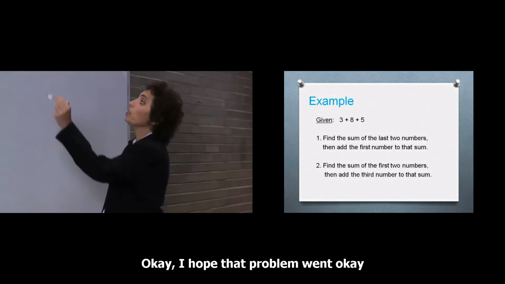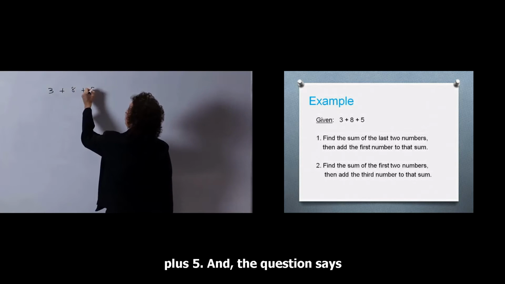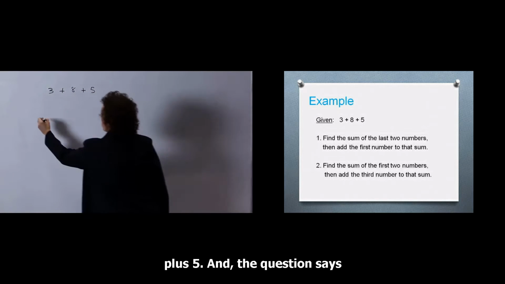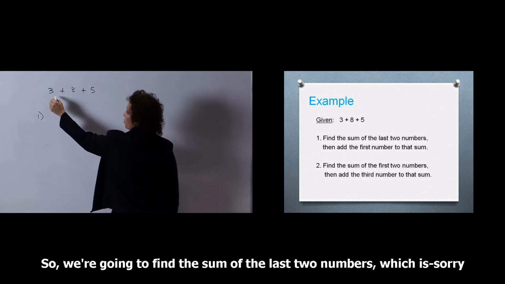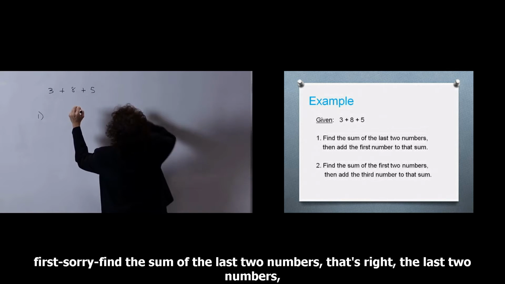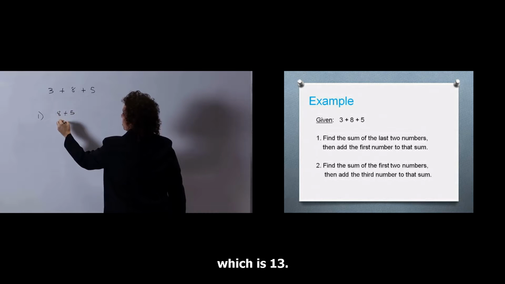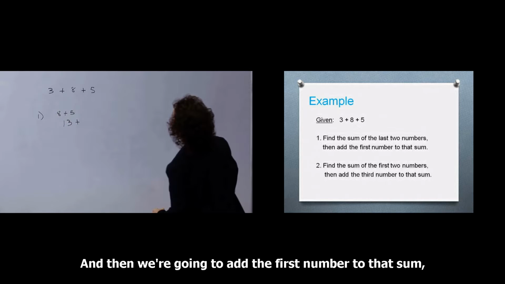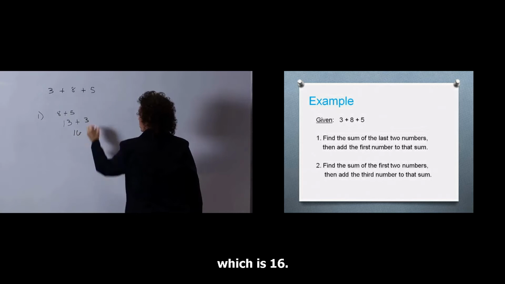Okay, I hope that problem went okay for you. Let's take a look at it. It's 3 plus 8 plus 5. And the first question says, okay, find the sum of the last two numbers, then add the first number to that sum. So we're going to find the sum of the last two numbers, which is 13. And then we're going to add the first number to that sum, which is 16.